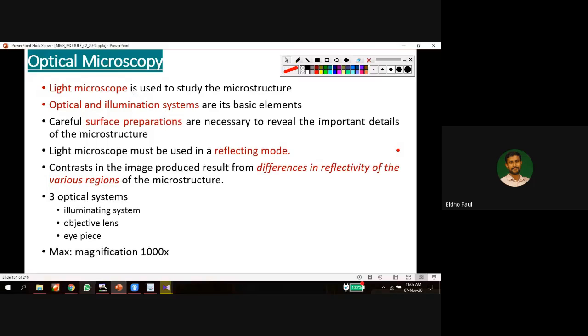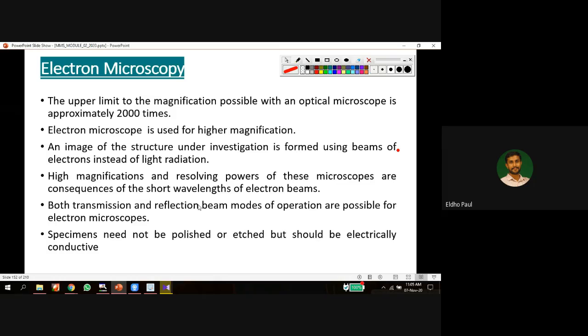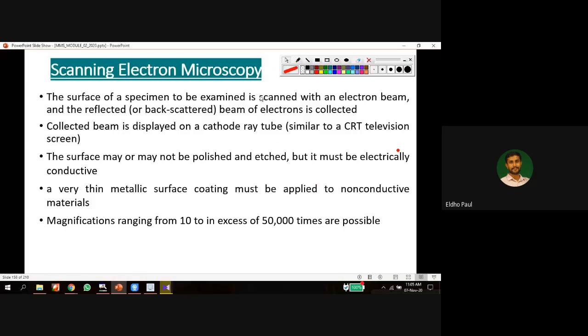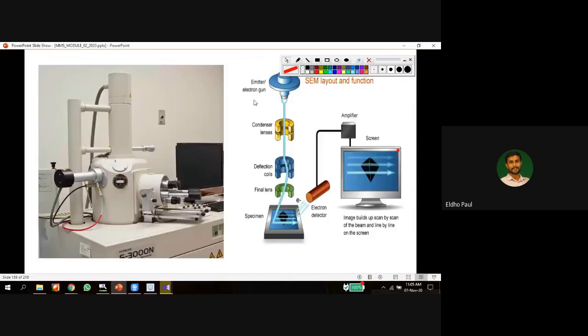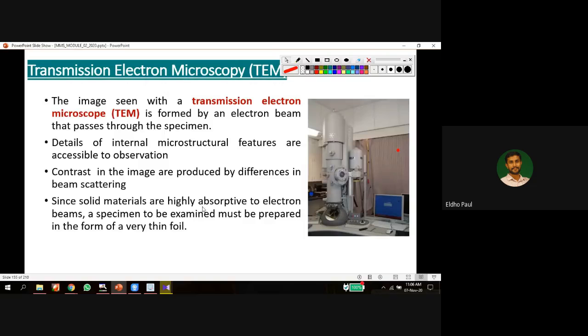An optical microscope can be used, where 1000 times magnification is possible. Or we can use an electron microscope, such as the TEM, transmission electron microscope, or we can use a scanning electron microscope. These are the different microscopes used to study the specimen. After specimen preparation, we keep the specimen under the microscope, and we can see the microstructure using it.